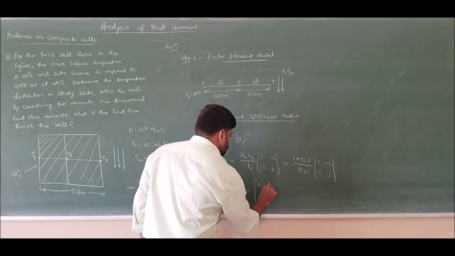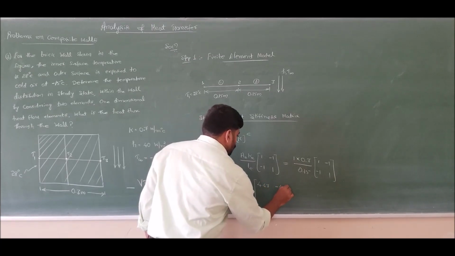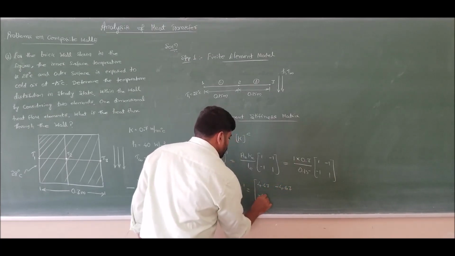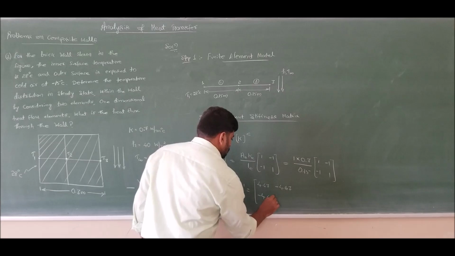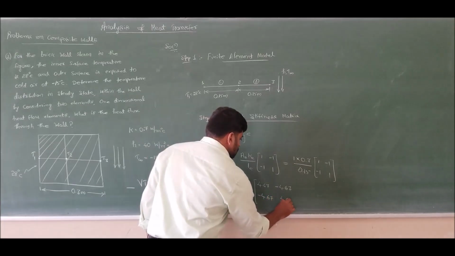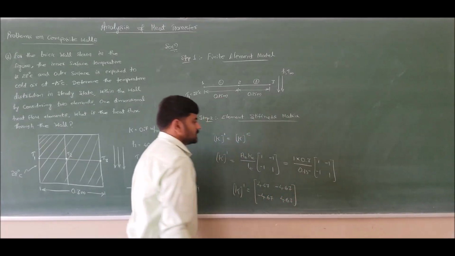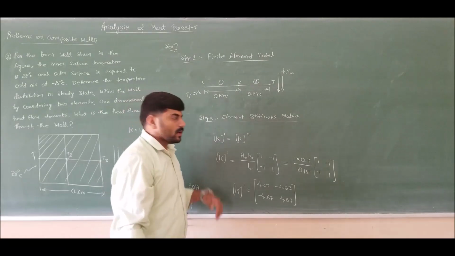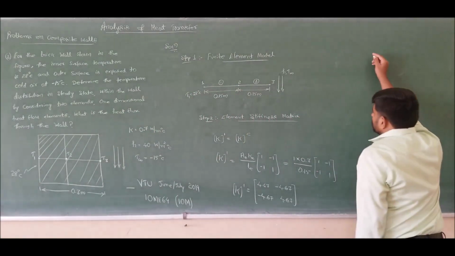Simplifying which, I will get the element stiffness matrix of element 1 as 4.67 minus 4.67, minus 4.67 and plus 4.67.